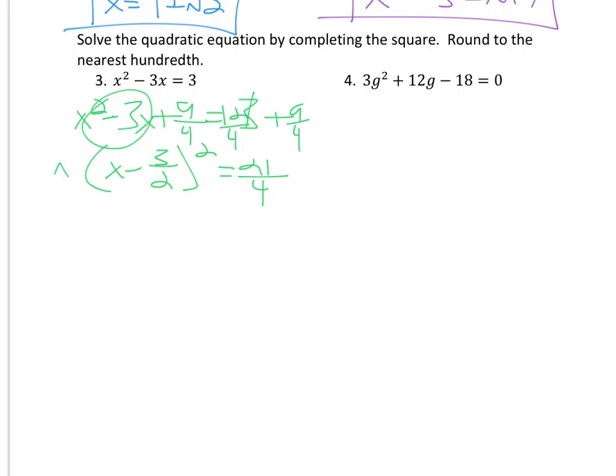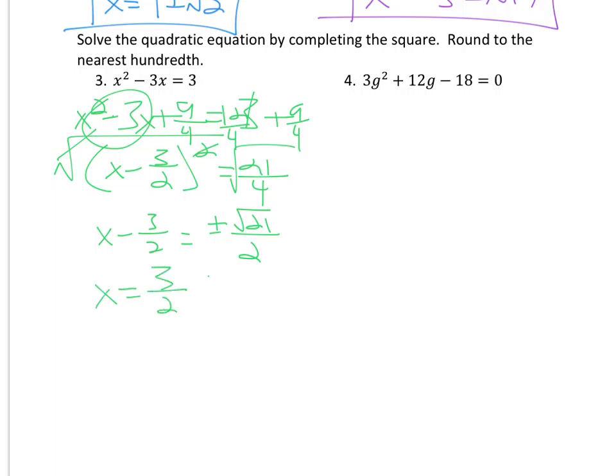Finish this up, square root both sides. The square cancels out. X minus 3 halves equals plus or minus the square root of 21 over 4. The way you square root a fraction, you take the square root at the top, so square root of 21, and the square root at the bottom, square root of 4. We know the square root of 4 is 2. So it's plus or minus square root of 21 over 2. Now that 21 doesn't reduce, so you just leave the radical the way it is. Add the 3 halves over, and we get 3 halves plus or minus square root of 21 over 2.